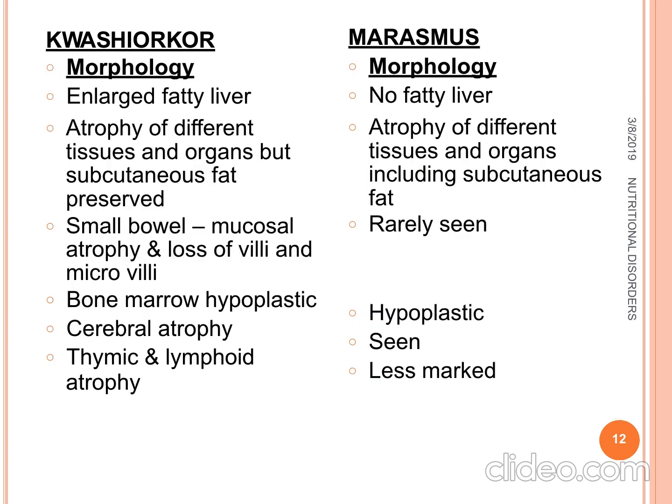The morphological differences in kwashiorkor: enlarged fatty liver, atrophy of different tissues and organs, but subcutaneous fat is preserved. In the small bowel, mucosal atrophy and loss of villi and microvilli can be seen. Bone marrow is hypoplastic, and cerebral atrophy, thymic and lymphoid atrophy are seen. In the case of marasmus, there is no fatty liver, atrophy of different tissues and organs including subcutaneous fat can be seen, which is rarely seen in kwashiorkor. Hypoplastic bone marrow is seen and it is less marked.